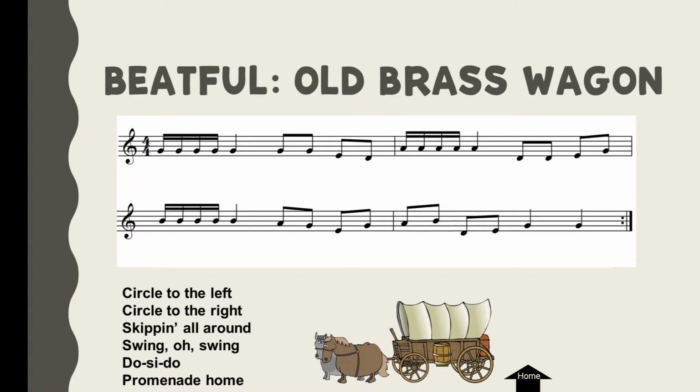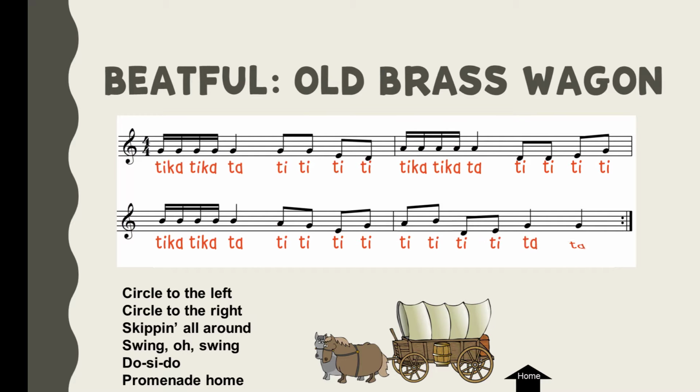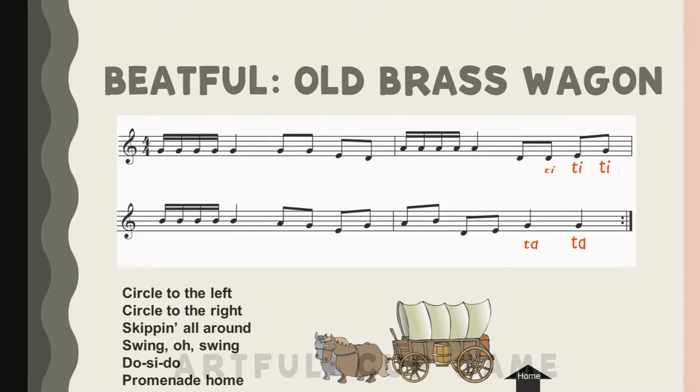Now let's take a look at Old Brass Wagon and say the rhythms that we know. I notice that there are 3 sets of 16th notes in the first measure, the second measure, and the third measure. 16th notes have 4 sounds in one beat. We say tika tika when we see 16th notes. Ready? Let's say the whole rhyme. Go. Tika tika ta, ti ti ti ti, tika tika ta, ti ti ti ti, tika tika ta. Ti ti ti ti ti ti ti ti ta ta.